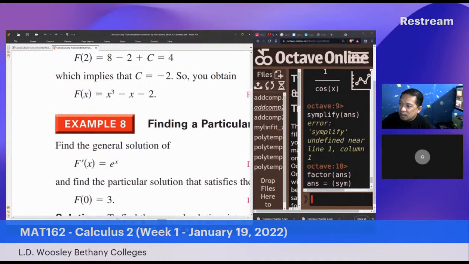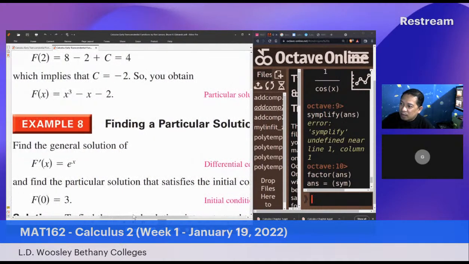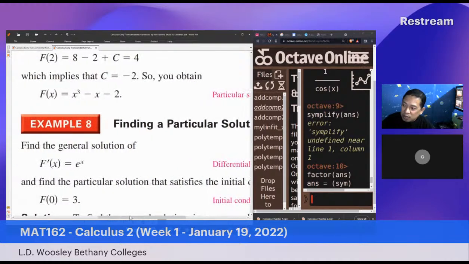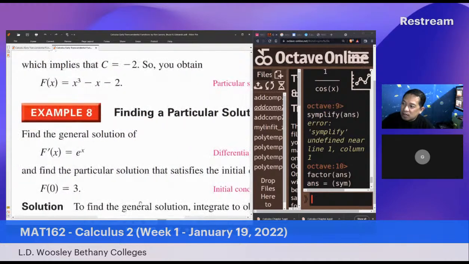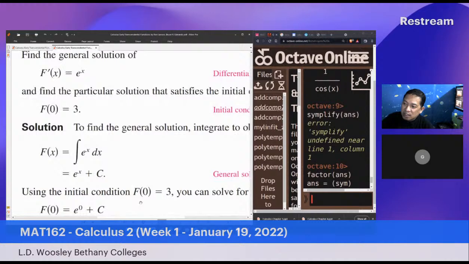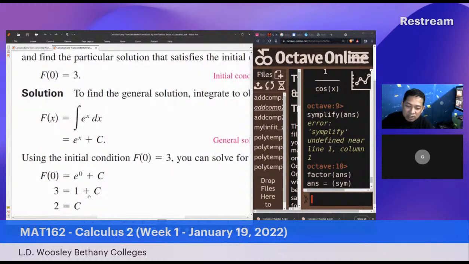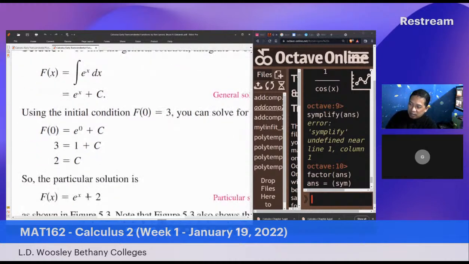So, kung ang f prime of x mo is e raised to x, and then we have a particular solution that has an initial condition of f of 0 is equal to 3. Madali na yan, no? So, integral of e raised to x is equal to e raised to x plus C. However, f of 0 is equal to 3. Substitute x equal to 0. Then that will become e raised to 0 plus C equals 3. Solving for C, it follows that C is equal to 2. For this particular case, we have e raised to x plus 2 as your particular solution.